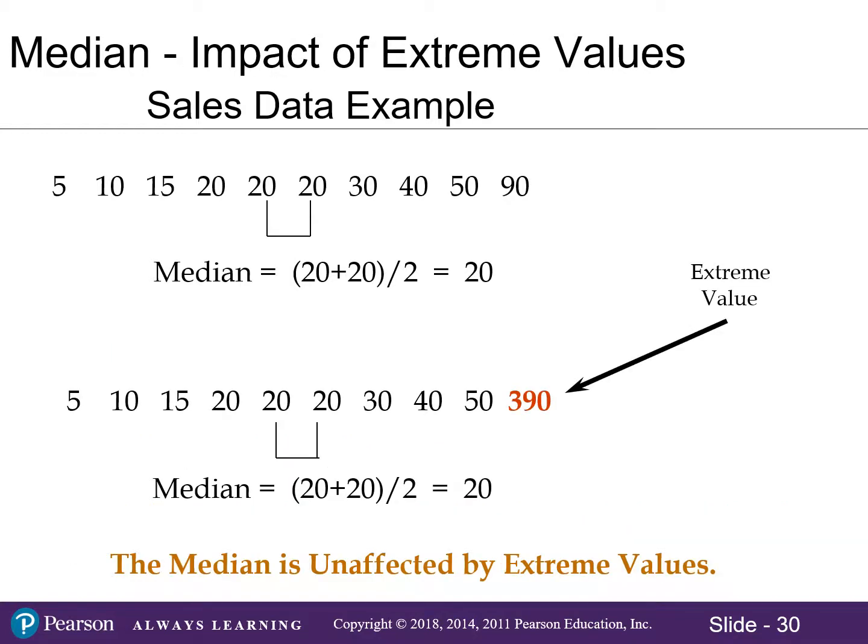Woohoo! And then once again, if I took that same data set where my median was 20, and I added an extreme value, well, it doesn't do anything. Watch what happens. It was right here, and then you would just move over one, which is hilarious to me.